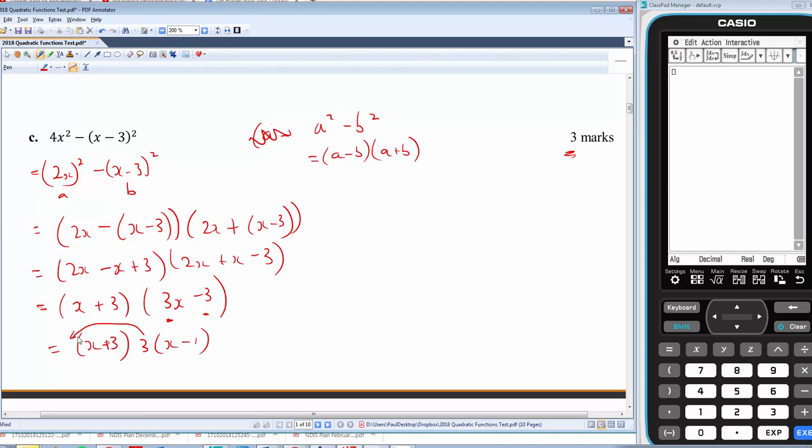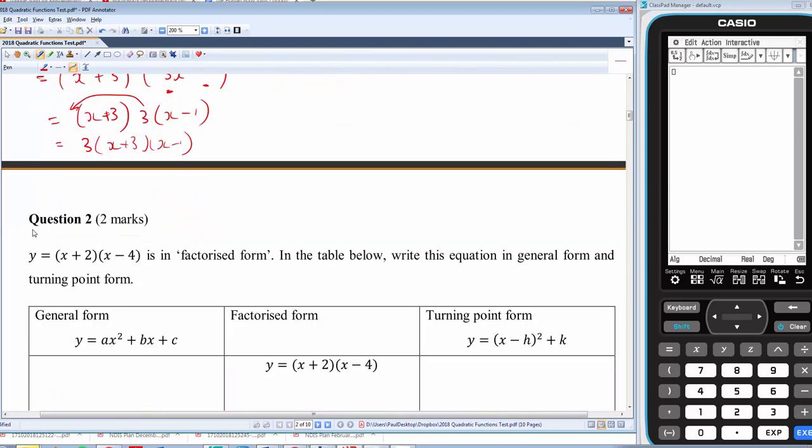Most people will put that 3 right out the front, so we're going to go 3(x + 3)(x - 1). Some students chose to expand the perfect square and then use the cross method to attempt to factorise, but a lot of you messed up the subtraction on the perfect square expansion. The best way to approach this problem is using DOPS.